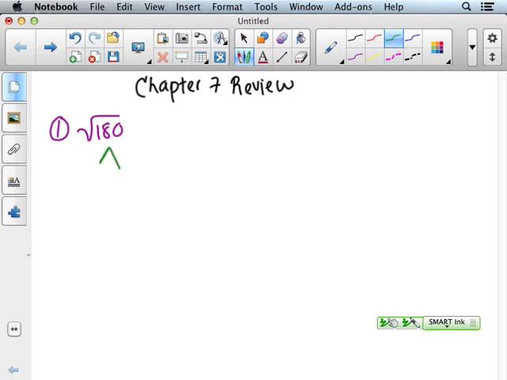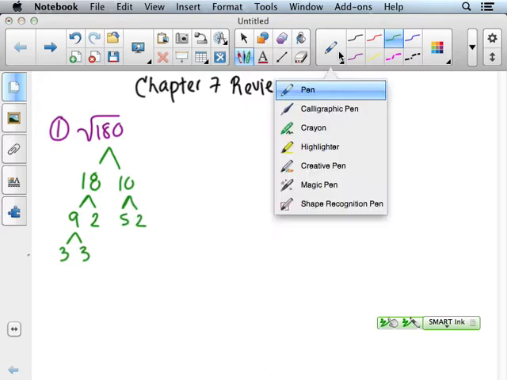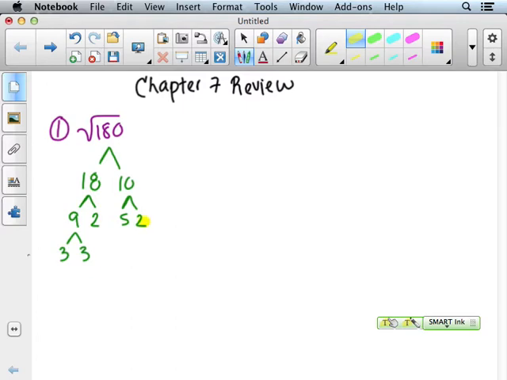I know that 180 is 18 times 10. 18 is 9 times 2. 9 is 3 times 3. 10 is 5 times 2. So what I'm going to do now is highlight my primes. All of these are primes.